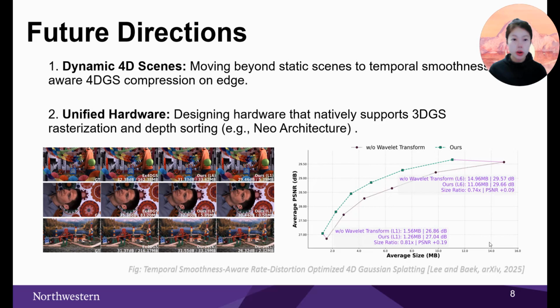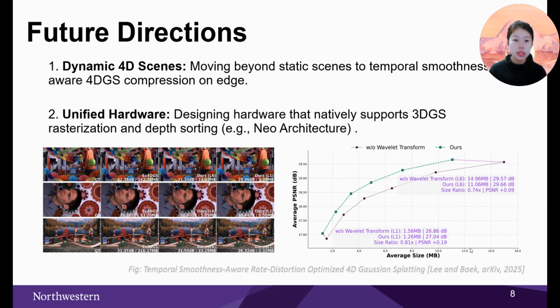More broadly, there are still two major open challenges in this research area. The first challenge is dynamic scenes. Most current compression techniques assume static environments, but real-world scenes often involve moving objects, deformable structures, and temporal changes. Handling these scenarios requires 4D Gaussian splatting, where time becomes an additional dimension. Designing temporal smoothness-aware compression strategies for 4D scenes will be an important research direction.